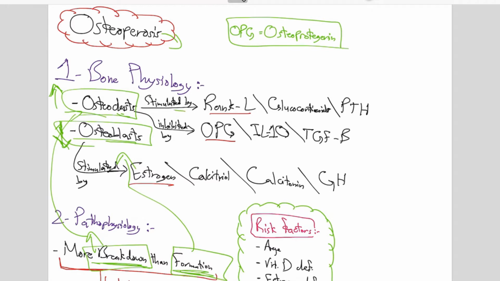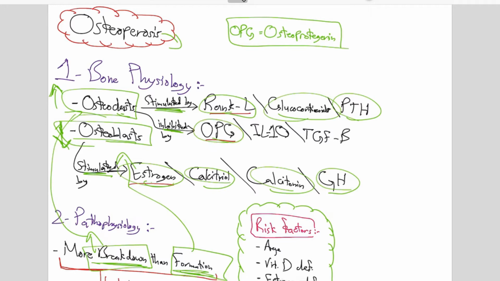So let's talk about what stimulates osteoclasts and what stimulates osteoblasts. Osteoclasts are stimulated by RANK-L, glucocorticoids, and PTH, while osteoblasts are stimulated by estrogen, calcitriol, calcitonin, and growth hormone. As well as that, osteoclasts are inhibited by OPG, which is known as osteoprotegerin, IL-10, and TGF-beta. These are the different things that act on the bone that allow it to have either more formation or more breakdown.